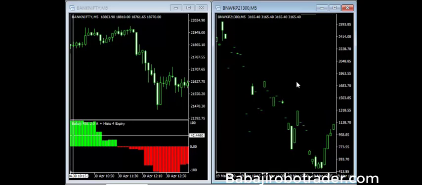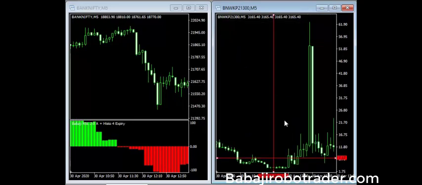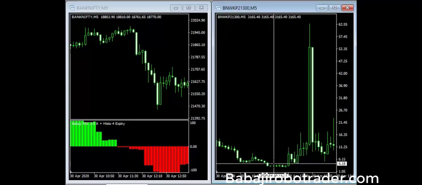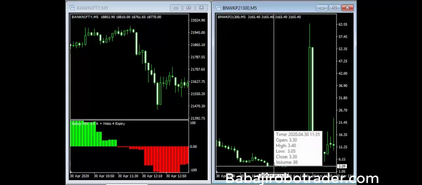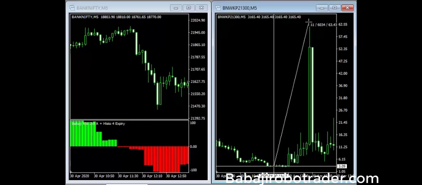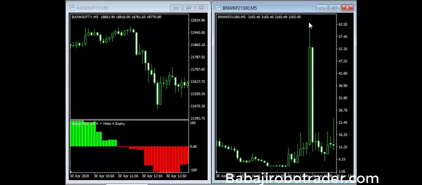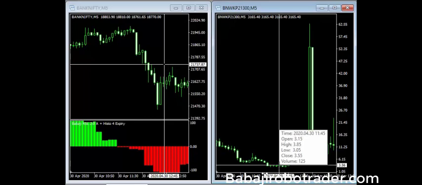Let us see it for the 21,300 also. So this is the 21,300. This is 11:35. We can see how small it is, just 3 rupees 30 paisa. From here, it went up to 63.40. It means from 3 rupees it has given a profit of 1:20 ratio. So if you had invested 1 lakh rupees, our return would be 20 lakh rupees.